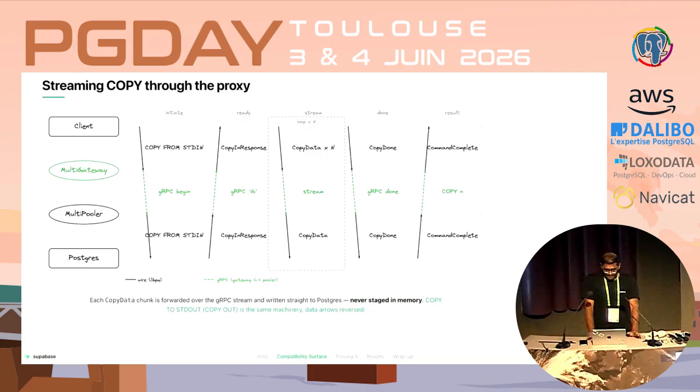And it works the same way in reverse for copy 2, the bulk export direction. So you can stream like a 50 GB table in or out straight through the proxy, and the memory usage stays flat.